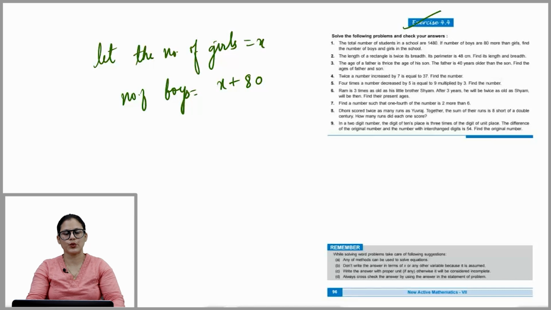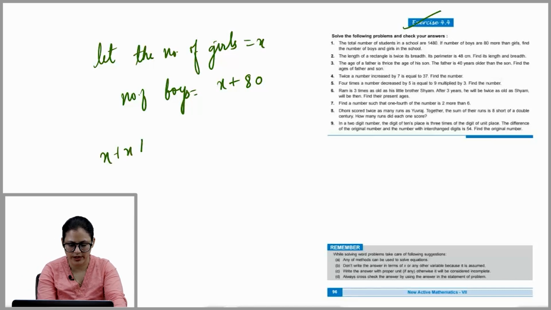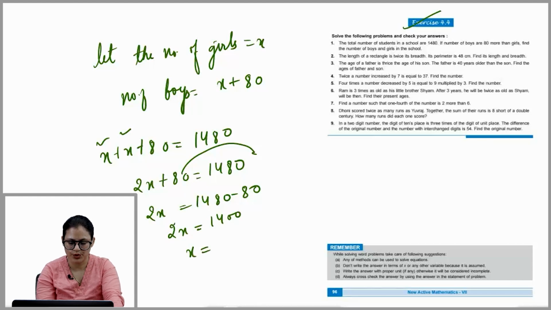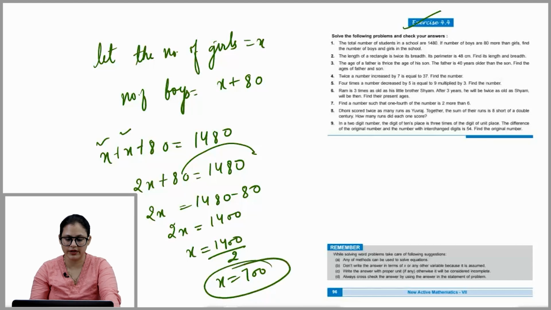And now total students means number of girls plus number of boys. Okay. So the number of girls and the number of boys is equal to total students, and there are 1480. x plus x, 2x plus 80 is equal to 1480. Now first we will transpose 80 to the right hand side. So 1480 minus 80. 2x is equal to 1400. Now we will transpose 2 to the right hand side. 1400 divided by 2. So we will get here 700, meaning there are 700 girls.